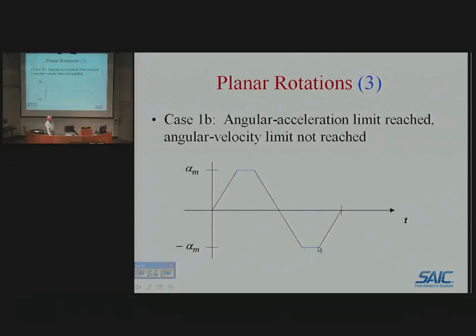And then the second half of the curve looks the same. All these curves are symmetric. The assumption is that we're going to slow down the same way we accelerated and end up with zero everything just as we rotated as far as we needed to. So this is case 2.